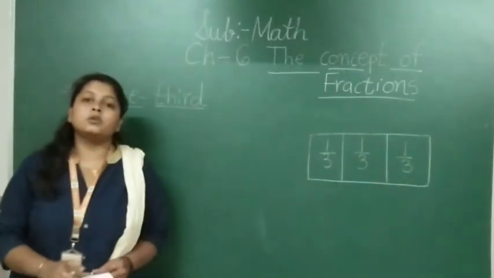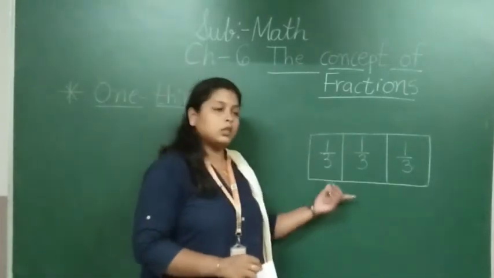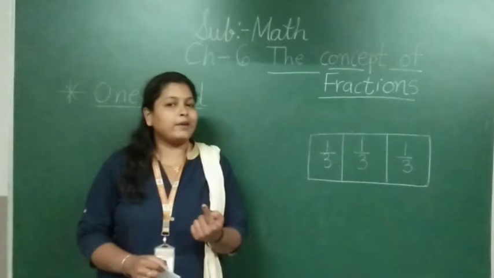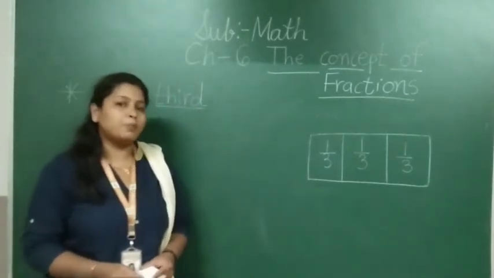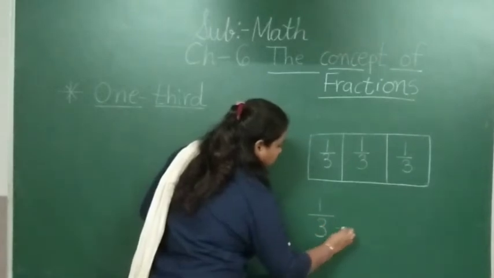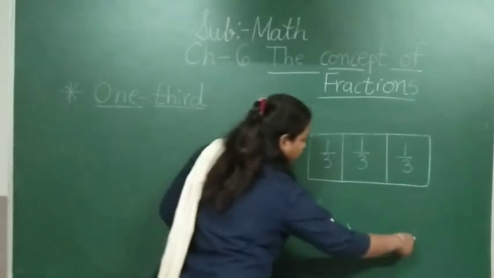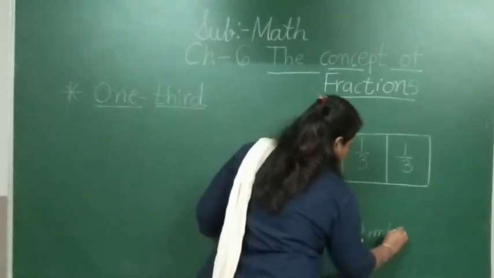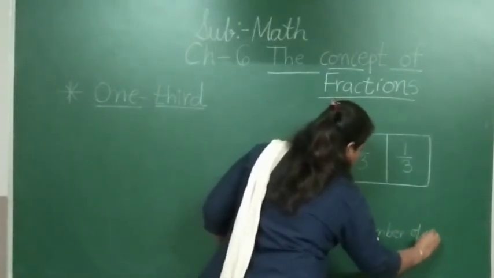What it will be known? वो कैसे जाना जाएगा? 1/3. यानी कि from 3 of that part you have to color only 1 part. जैसे कि यहाँ पे हमने लिखा है 1/3. So these are the number of parts.